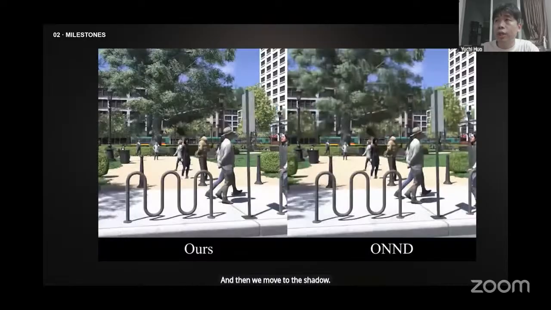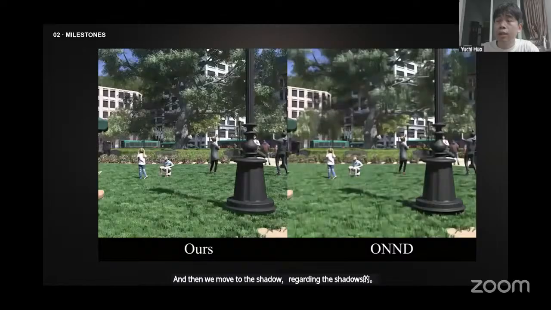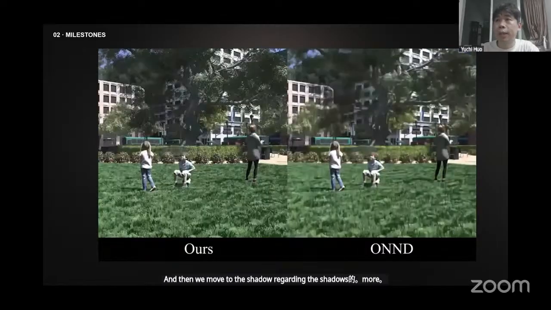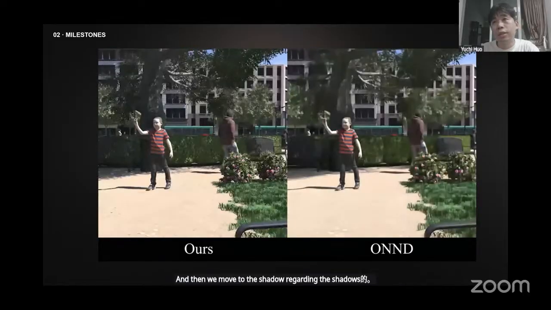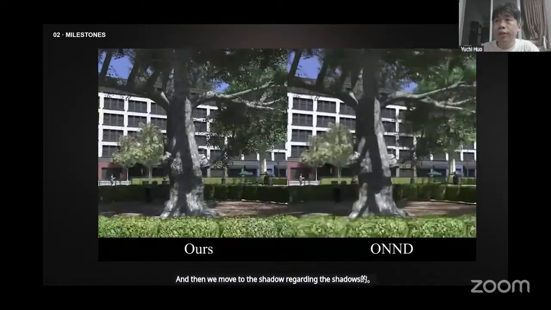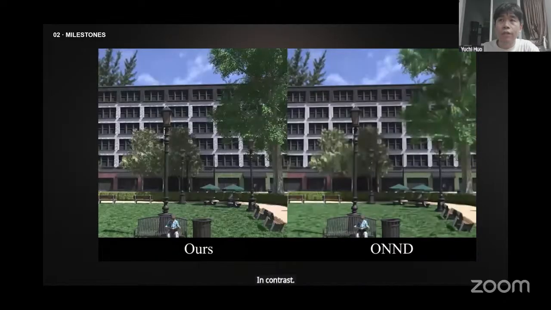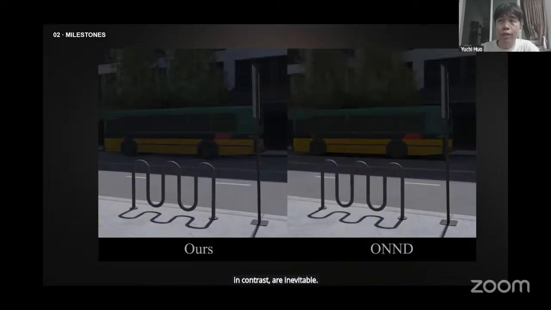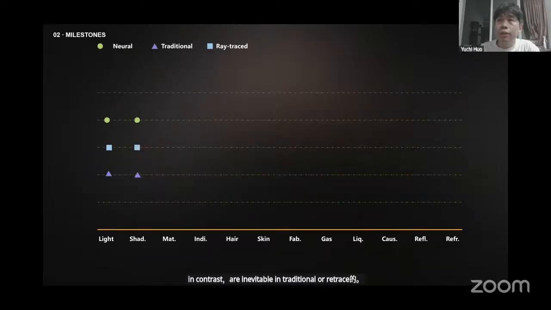Regarding the shadows, the neural rendering pipeline also produces more plausible results in a complex scene with difficult hard and soft shadows. In contrast, blurring or artifacts are inevitable in traditional ray-traced pipelines. And here, we also give three method scores.